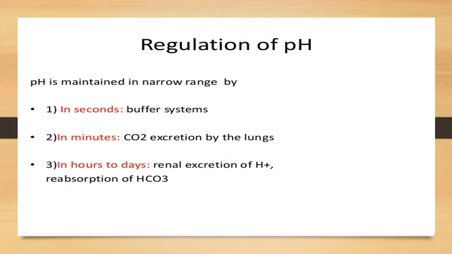Regulation of pH. pH is maintained in a narrow range: in seconds by buffer systems, in minutes by carbon dioxide excretion by the lungs, and in hours to days by renal excretion of hydrogen and reabsorption of bicarbonate.